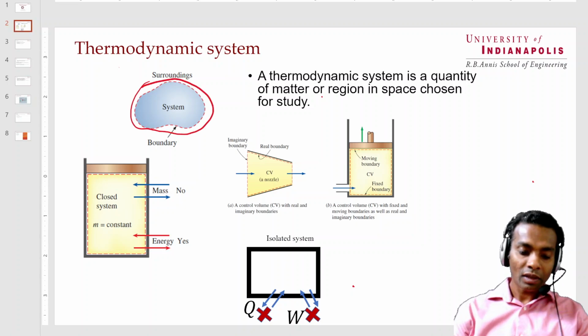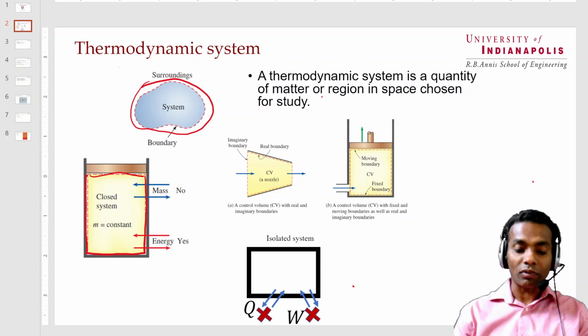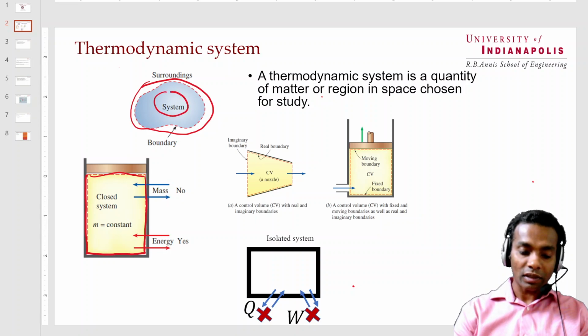For example, if you consider a piston cylinder device and heat is supplied to it and you're going to take some work out of it, in that case your system is defined by these boundaries, which is called your system boundary, and that's your system. And any physical system is separated from its surroundings with a boundary. The system is separated with a boundary that's called the system boundary.